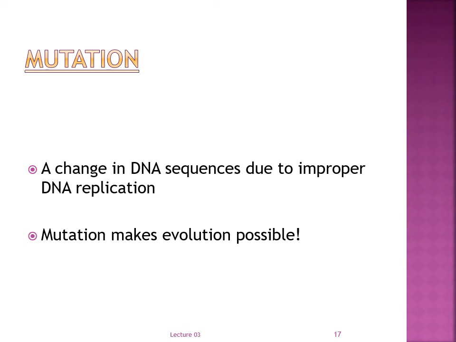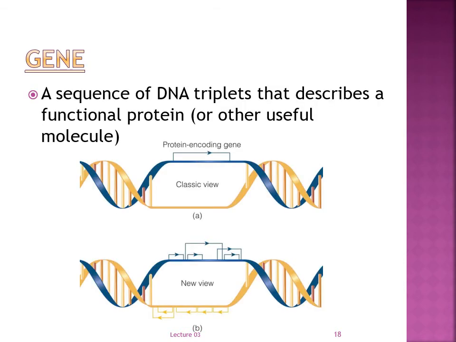This is called a mutation, a change in DNA sequences due to bad replication. And it's actually a very good thing. If it weren't for mutations, evolution would be impossible. More on that next chapter. But for now, let's go back to the machine when it's working properly.